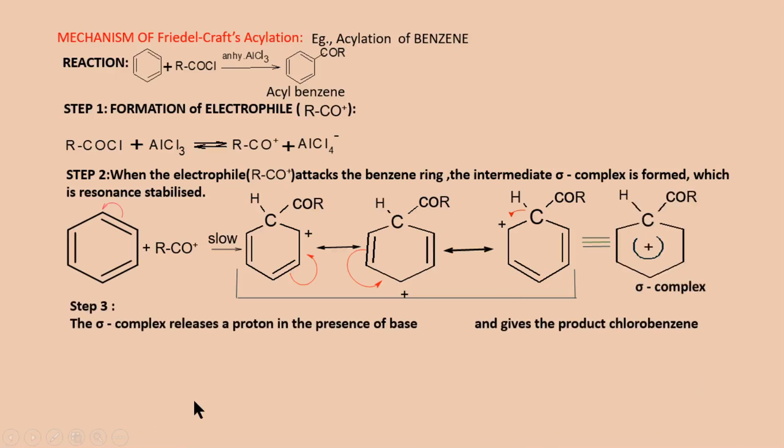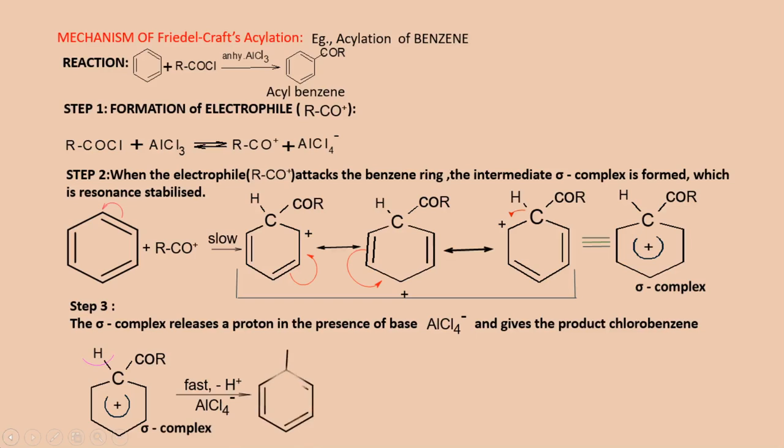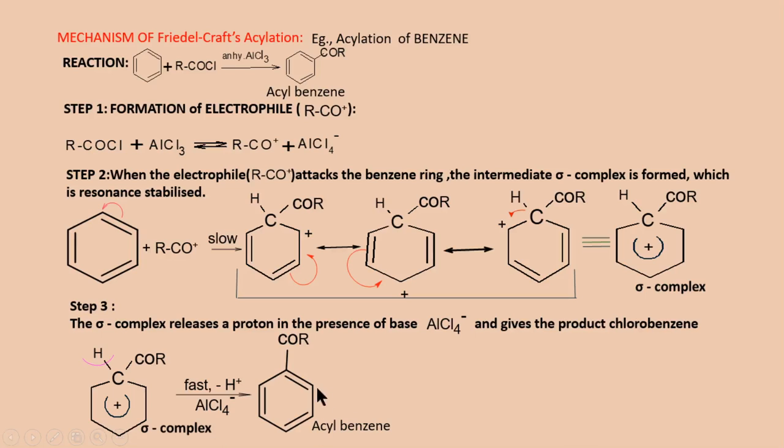And step 3 as usual is the release of proton by the sigma complex that takes place in presence of the base. So when you consider here, this is the first step, and here the hydrogen is removed as H plus. When this combines with AlCl4 minus, H plus and one of the Cl combines to give HCl and AlCl3, and the product acyl benzene is formed.